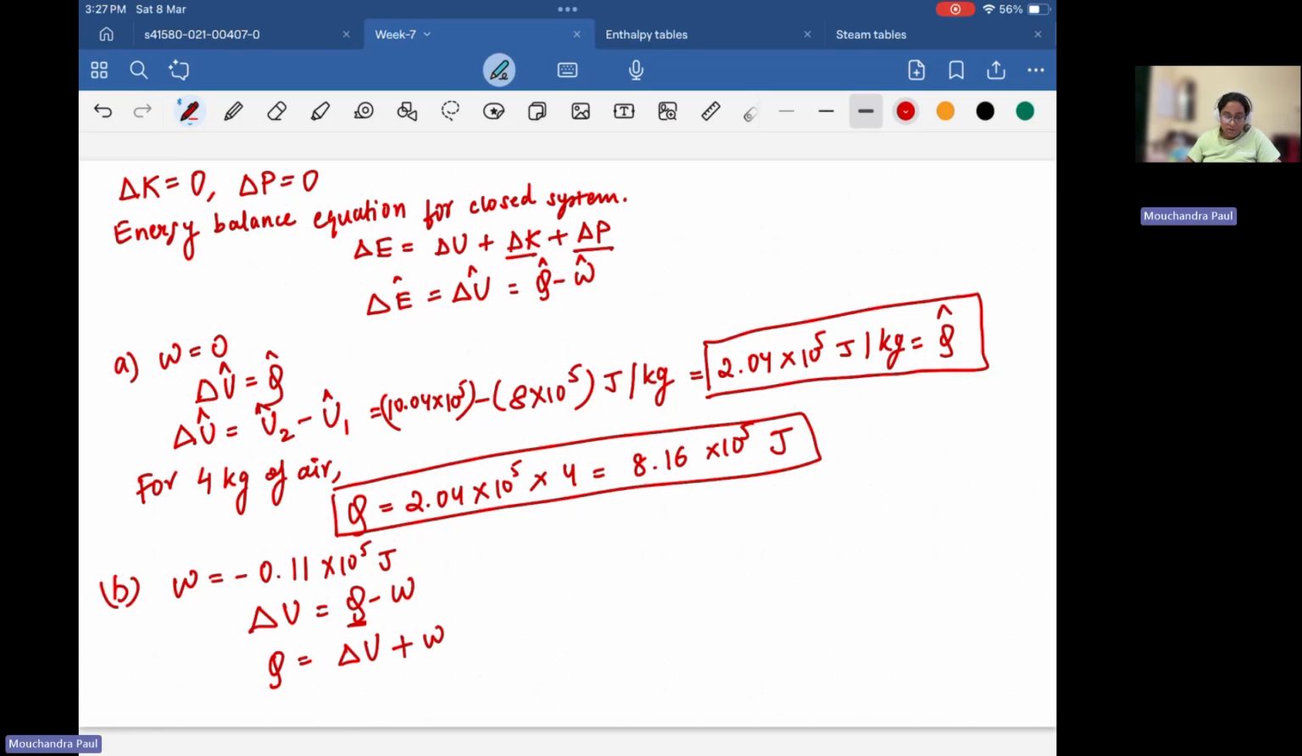It will be something like this. So you know the value of W, it is 0.11 on 10 to the power 5. What will be the value of U? So U is basically the net energy stored in the system. So from part A, we will take this value as U. All right.